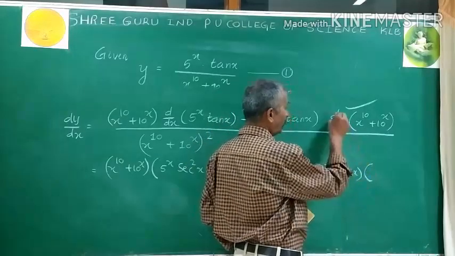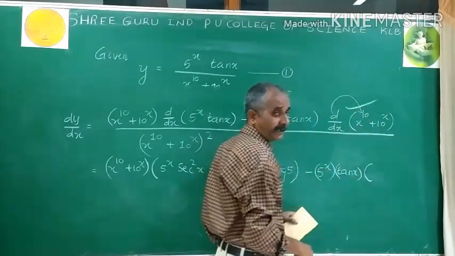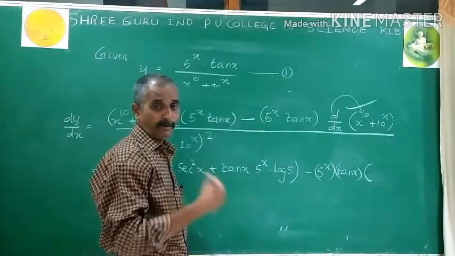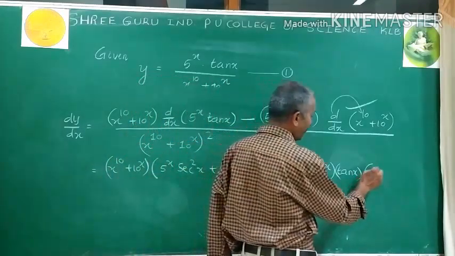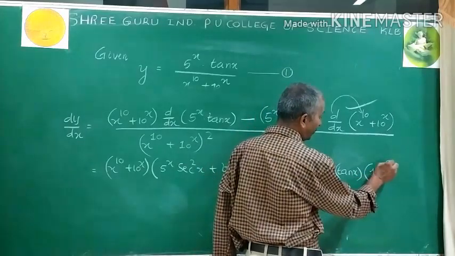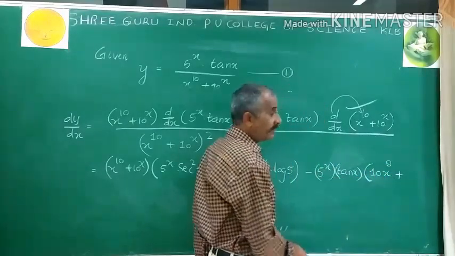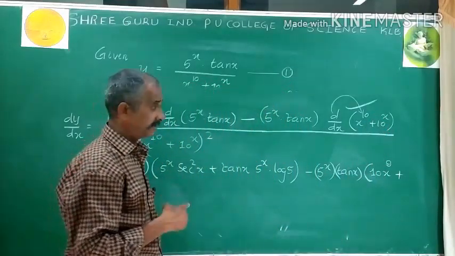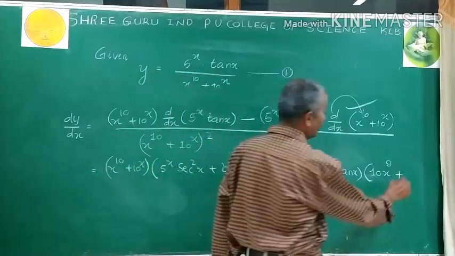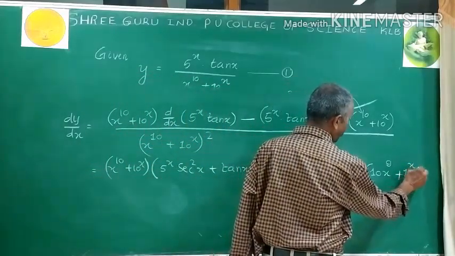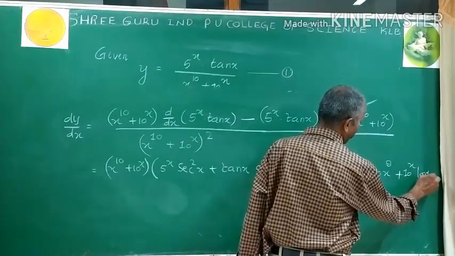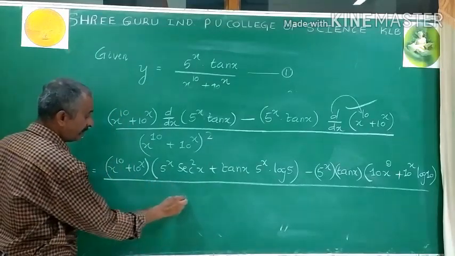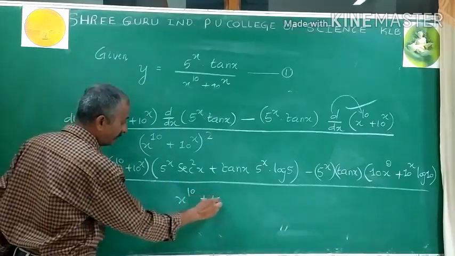By the sum rule, derivative of x to the power 10, using the formula for differentiation of x to the power n, n x power n minus 1. So now the answer becomes 10, x power 10 minus 1 is 9. Whereas the differentiation of 10 power x, using the formula differentiation of a power x, namely a power x log a, here 10 power x into log 10, whole divided by x to the power 10 plus 10 to the power x whole square.